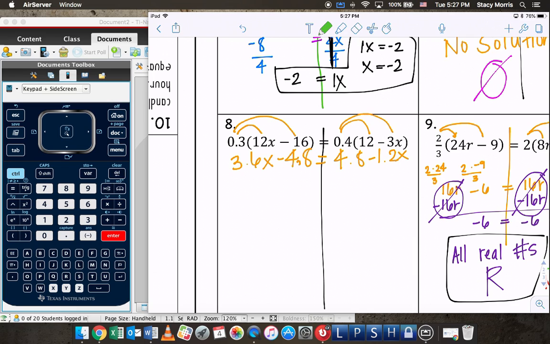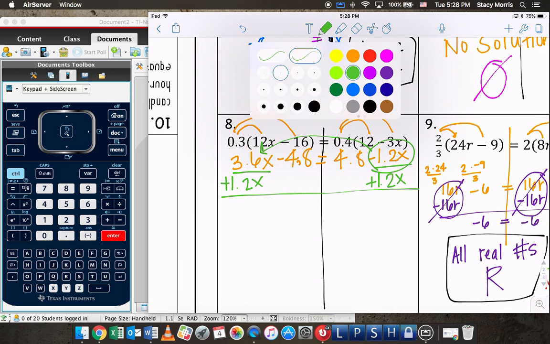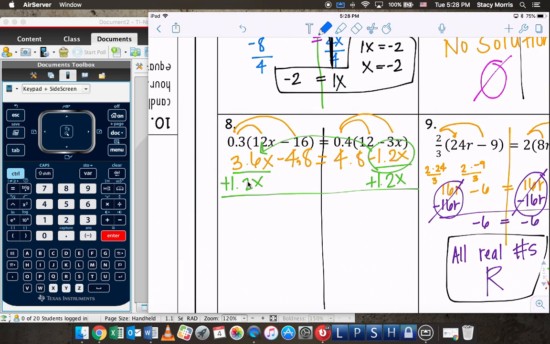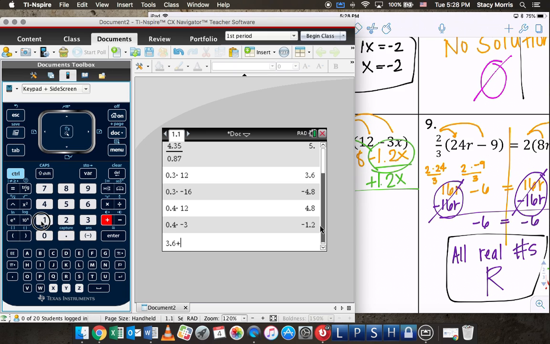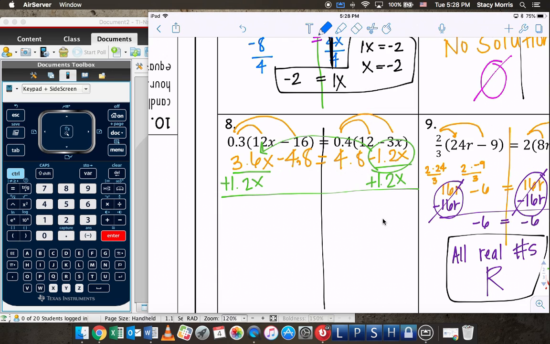Our next step, get all your variables to the same side. So I have a 3.6x here and I have a negative 1.2x here. I want to get those to the same side. So this negative 1.2, I'm going to move to the other side. Again, I do that by doing the opposite operation. So plus 1.2x, right? The opposite of subtraction is addition. So what I do to one side, I have to do the other side. So plus 1.2x. When I do that, if you need to use your calculator, please do that. We're going to do 3.6 plus 1.2. So 3.6 plus 1.2 is 4.8.